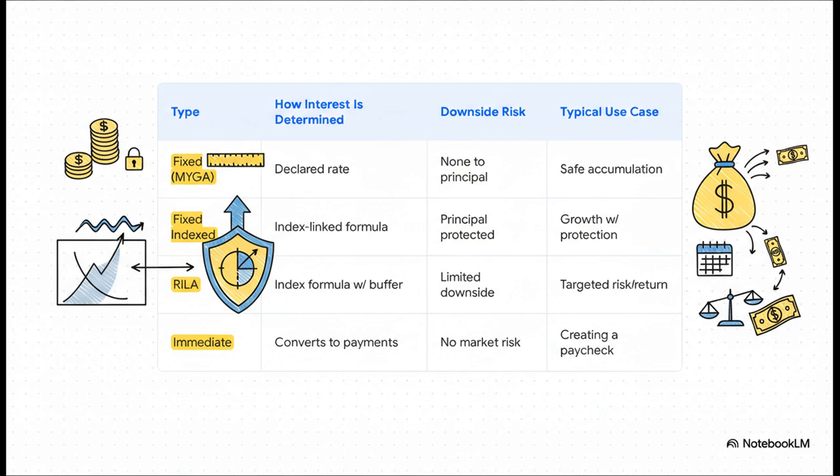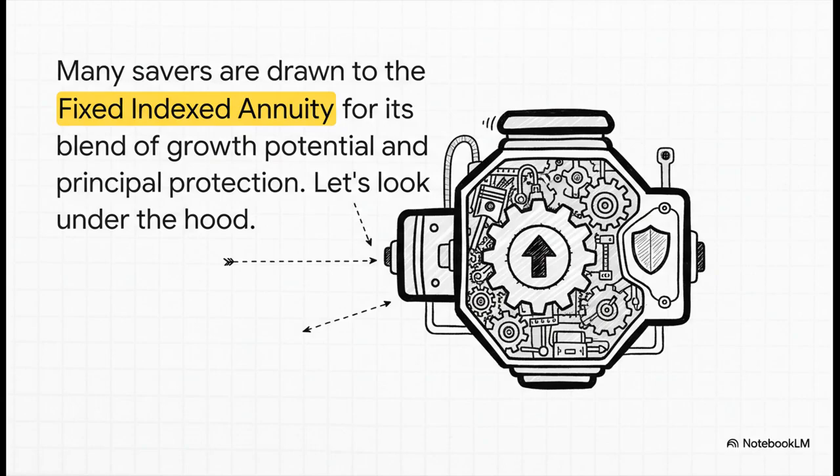It uses a market index like the S&P 500 to get growth, but it still protects your principal. A RILA, on the other hand, offers you more upside, but you have to accept some limited downside risk in return. And finally, the immediate annuity. That's not really about growth at all. That's for when you have a lump sum and you just want to turn it into a guaranteed paycheck for life.